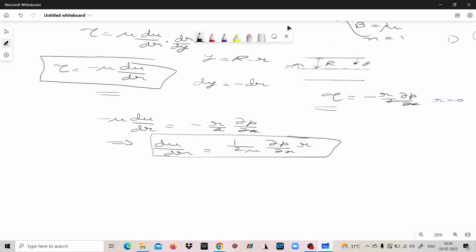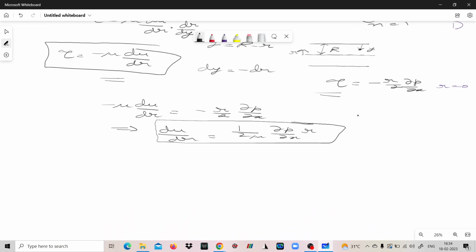We can see that it is a differential equation. What is the order of this differential equation? The order is 1. So it is a first order ordinary differential equation, and here the unknown is u. The variable u is a function of r, so the independent variable is r. So what will be u? By direct integration, 1 by twice mu del p by del x integration of r dr will be the solution.